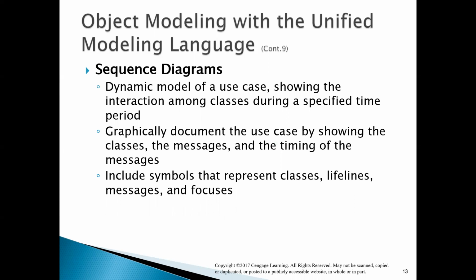Along with the UML diagramming tool, we often use case to guide to learn everything there is to know about a particular system. Sequence diagrams are a dynamic model of a use case showing the interaction among classes during a specified time period. They graphically document the use case by showing classes, the messages, and the timing of the messages. It includes symbols that represent classes, lifelines, messages, and focuses.